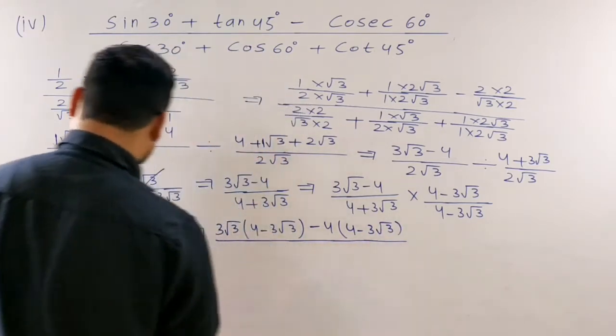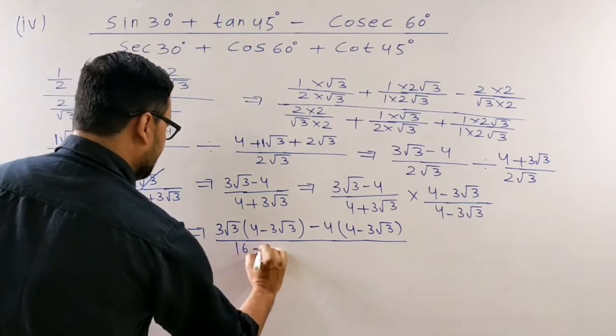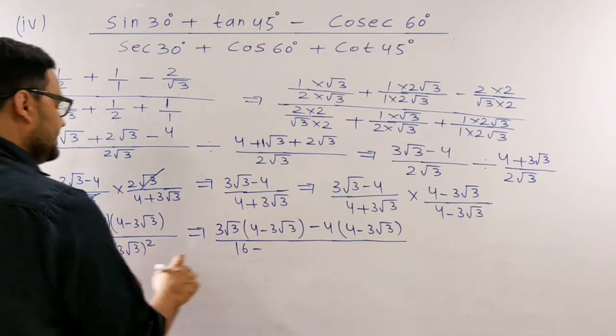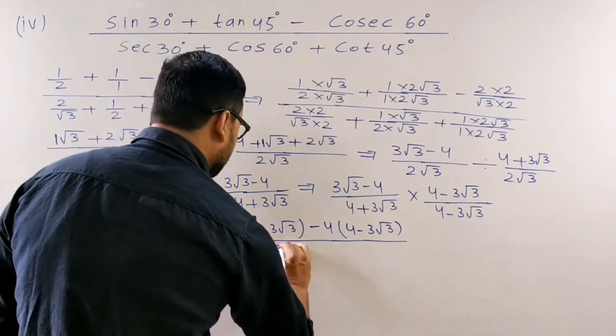And then divide. 4 square is 16 minus 3 square 9 and root 3 square 3. So 9 into 3, 27. We will continue. Then 3 into 4, 4 into 3, 12 root 3, correct. Now 3 into 3, 9 and root 3 into root 3, 3. So it means 9 into 3, 27. So this multiplied by this, we will get 27.